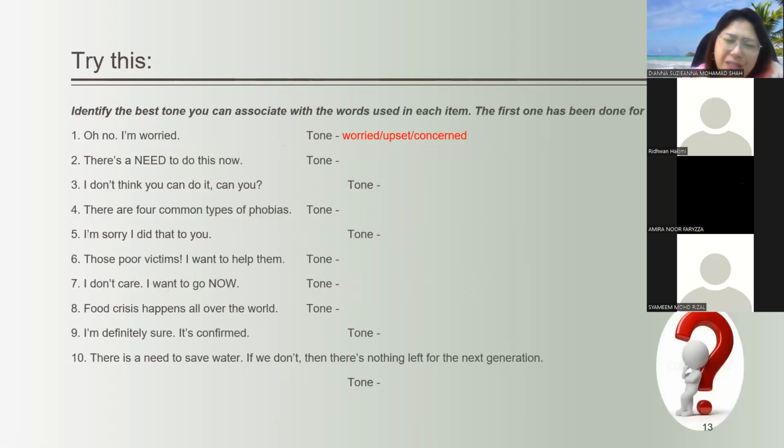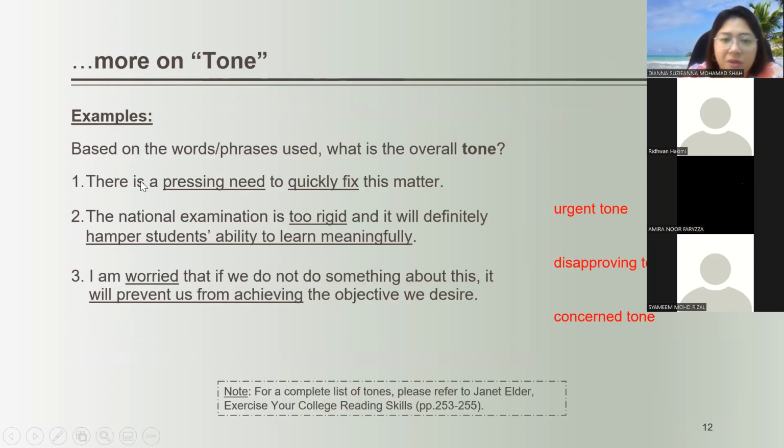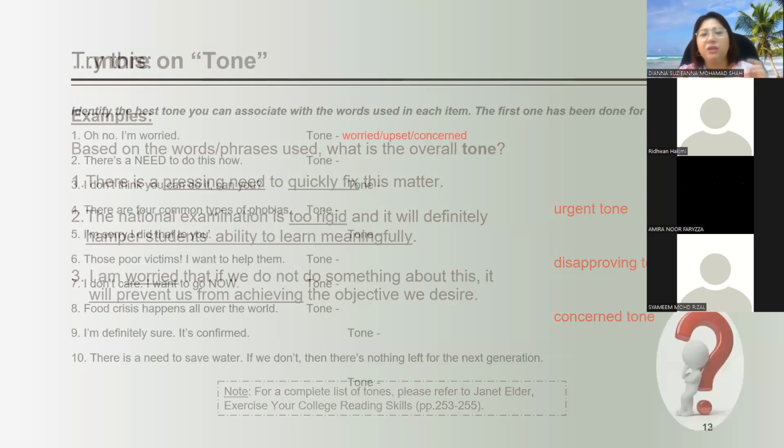Urgent tone. I don't think you can do it. Can you? So you need to identify the tone. There are 4 common types of phobia. Tone dia macam mana? Like just now, if I don't think you can do it, can you? Sekejap. So go back to the example. I don't think that you can do it, can you? Is it a constant tone or disapproving tone? You need to identify that carefully.